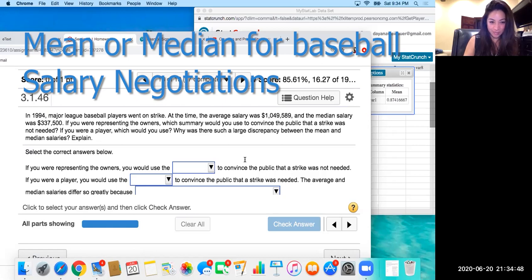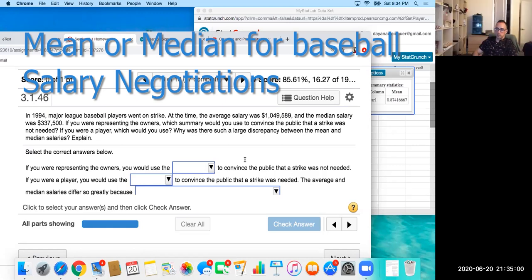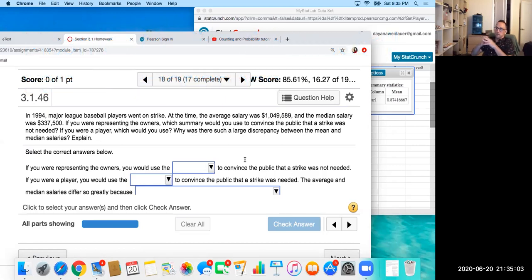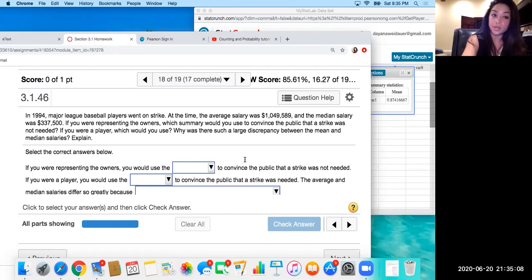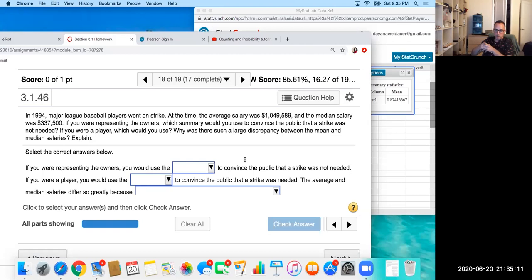In 1994, Major League Baseball players went on strike. At the time, the average salary was $1 million. I know this question. The average salary is bigger, and the median is smaller, so it's skewed right. When the players are negotiating, they're going to mention the median because it's smaller, and the owners are going to mention the mean because it's bigger.